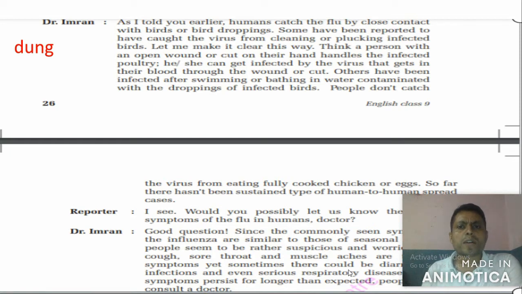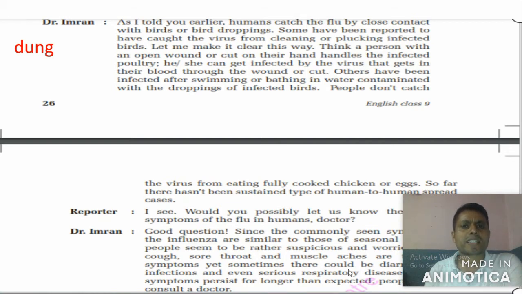Some have been reported to have caught the virus from cleaning or plucking infected birds. People have to clean or pluck animals' feathers, right? So even while doing that work, such disease can be transmitted from bird to human being, right? So never forget, whether from cleaning or plucking, or from bird droppings, or even for those who come in very close contact with such birds, even at a poultry farm, right?